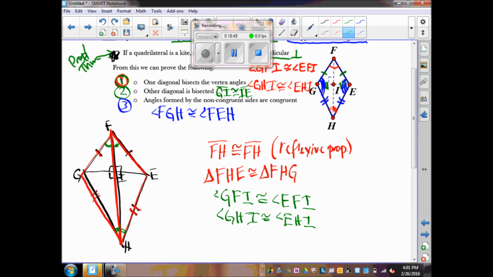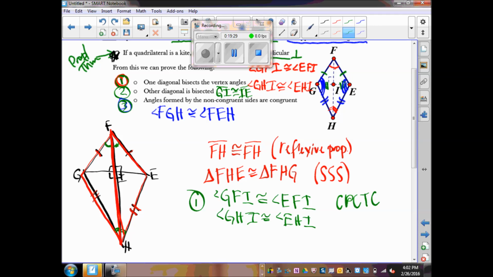And we know this to be true because of CPCTC. I'm sorry, we should have written this in here. We know these triangles are congruent by side, side, side, right after we showed our reflexive property here with this middle line. So now that those two triangles are congruent, we can say those two sets of angles are congruent by CPCTC. And that actually was what our first thing was that we were trying to show: one diagonal bisects the vertex. Now from here we can also state the third property, which is the angles formed by the non-congruent sides are congruent.